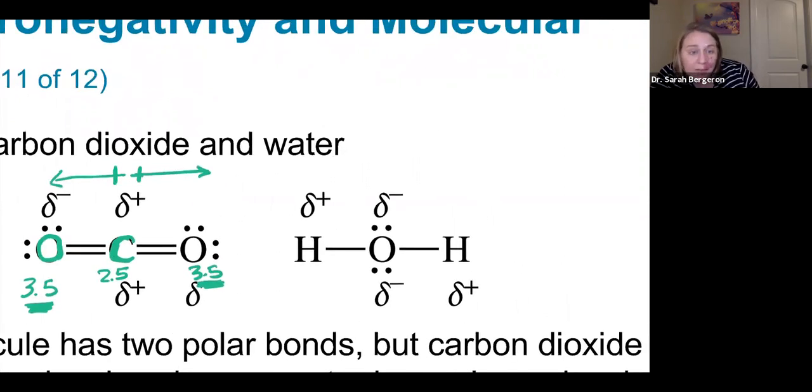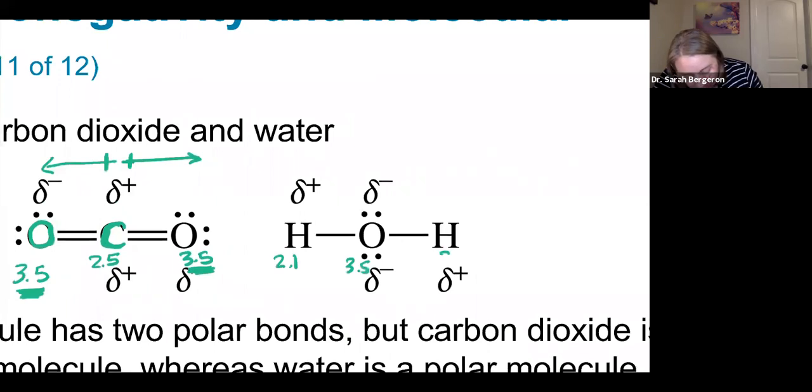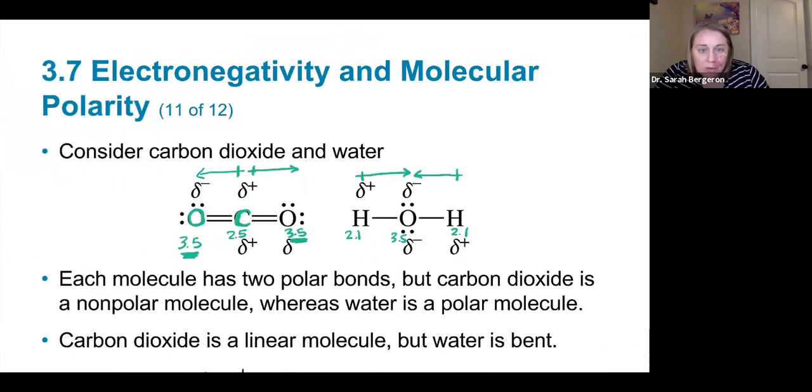If I do the same thing for water, hydrogen is 2.1 and oxygen is 3.5. So now I'm going to point at my more electronegative atom, which is oxygen, so I'm going to point this way. And I do the same thing for the other bond, pointing this way. So when you look at these 2 molecules, you have to take into account the bond polarity. That's what we did. Both molecules have polar bonds, but we haven't taken into account the 3-dimensional shape of these molecules.